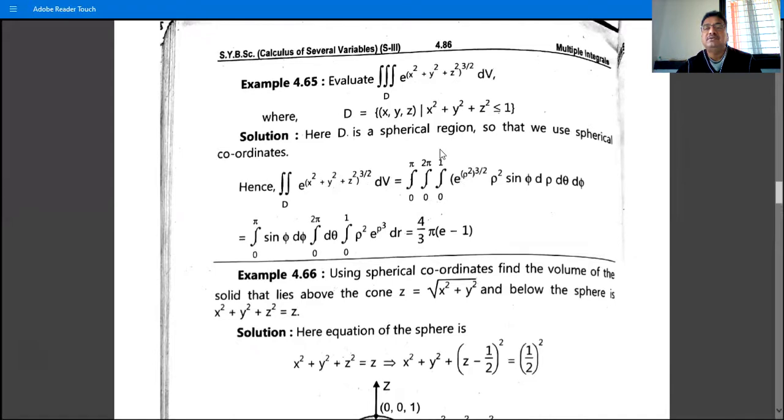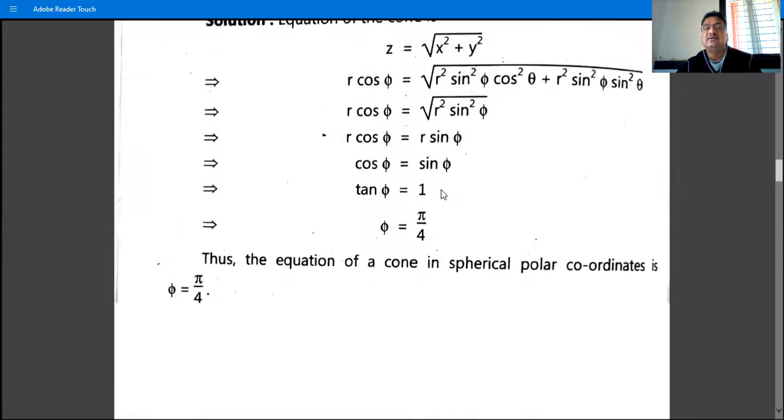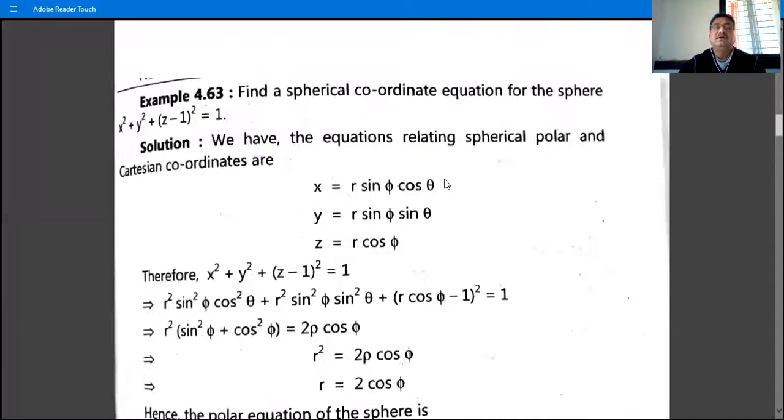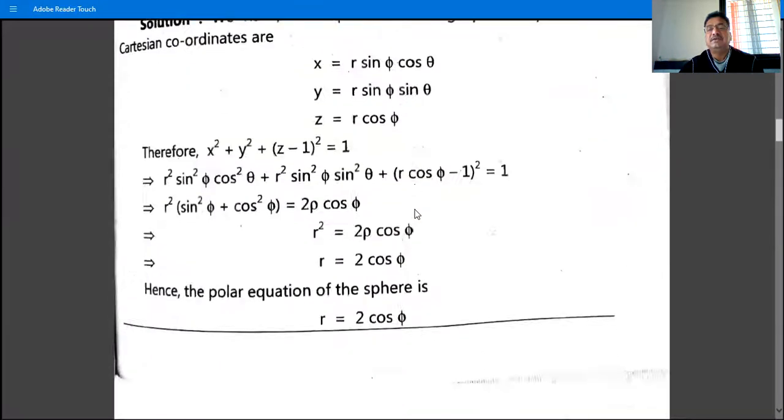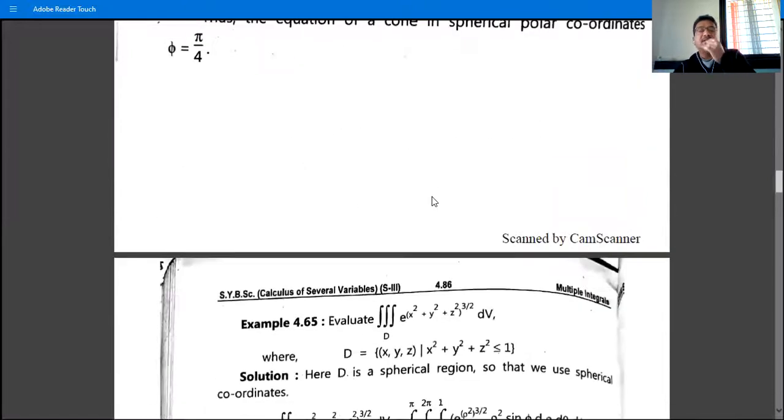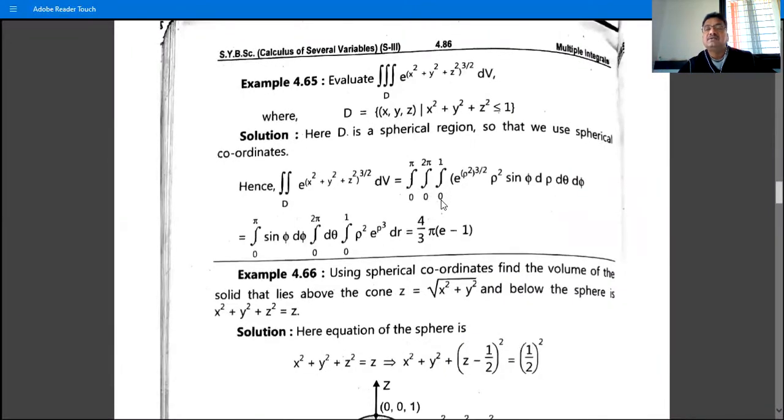Those are the limits. Remember these limits. Phi runs from 0 to pi, theta runs from 0 to 2 pi, and r or rho runs from 0 to infinity. So here r runs from 0 to 1 because the radius is 1. So r runs from 0 to 1, theta runs from 0 to 2 pi, and phi runs from 0 to pi. So these are the limits.